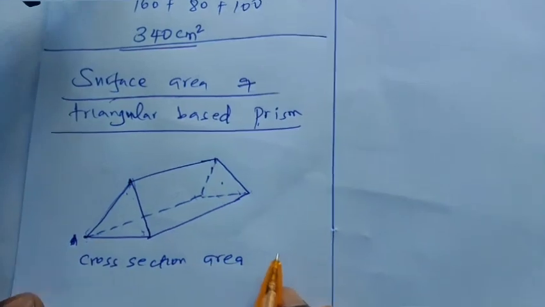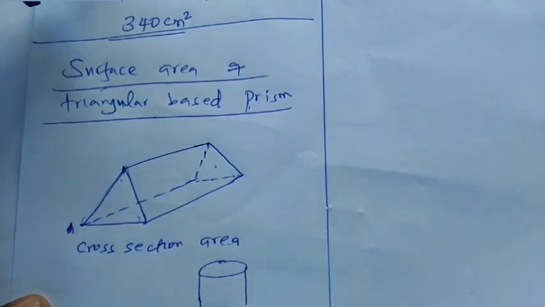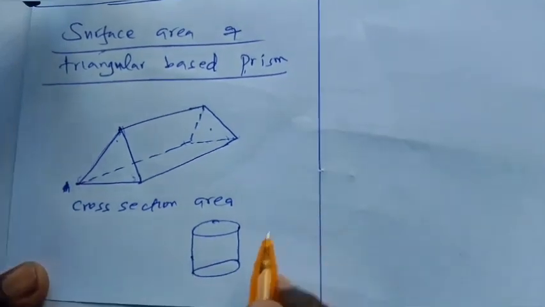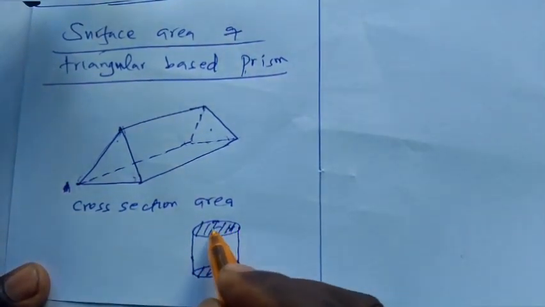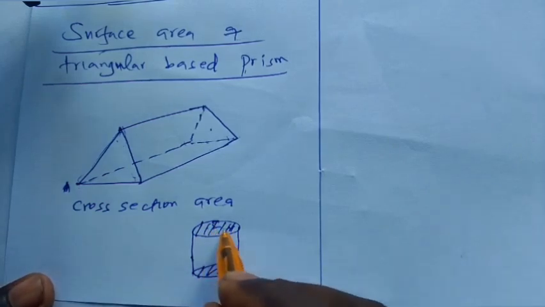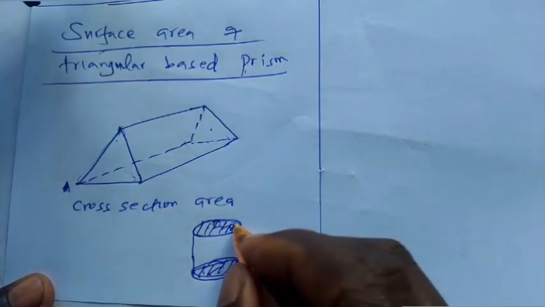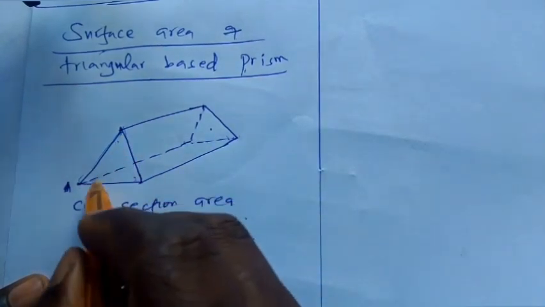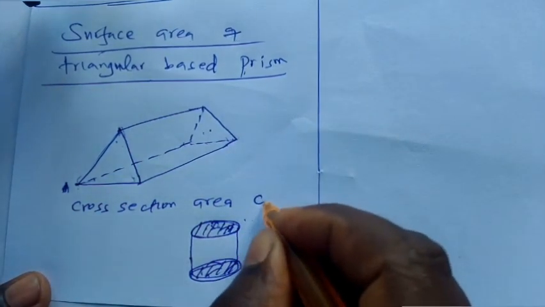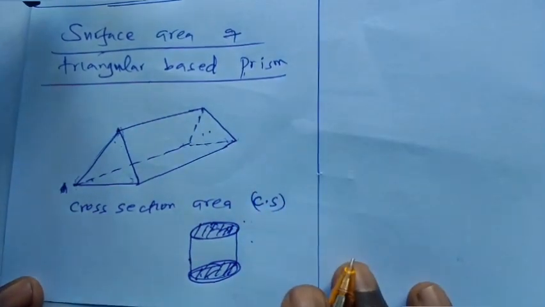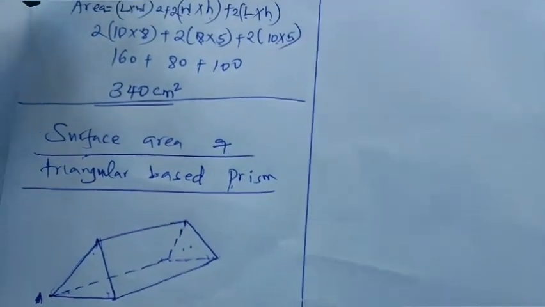Like when we have a cylinder, this region here and this top here, they are equal. They are the same, right? Because it is a circle and this is a circle. Therefore, they form the cross-section area. So this triangle and this triangle, they are the same. They form cross-section area. It's important because I'm going to use this word cross-section.